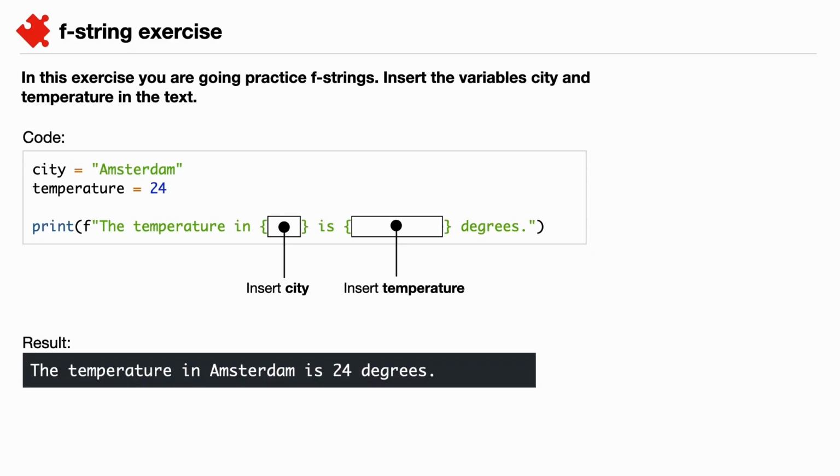Now it's your turn. In this exercise, you are going to practice f-strings. Insert the variables city and temperature in an f-string. Pause the video and resume when you're done.